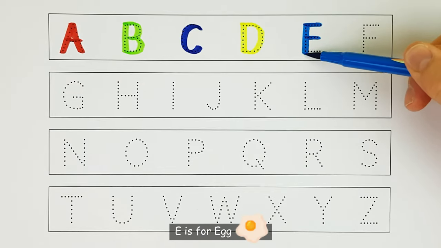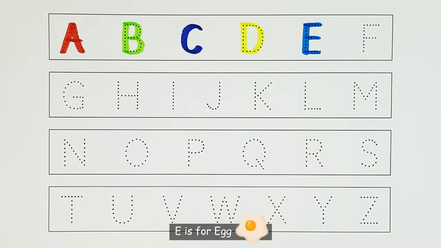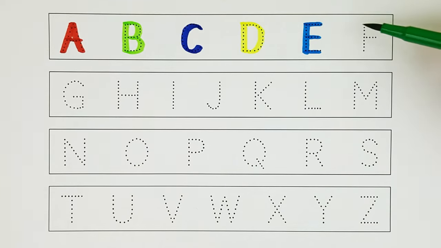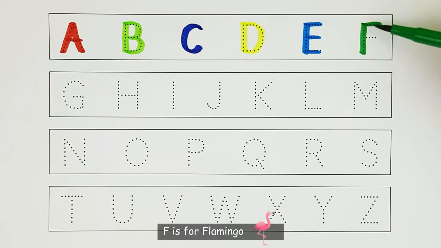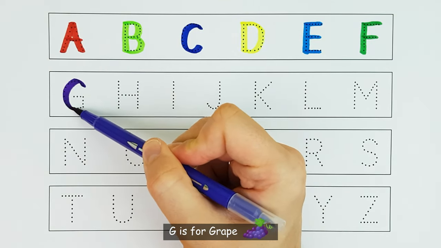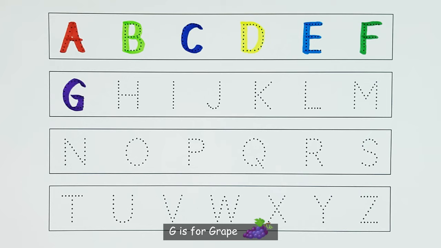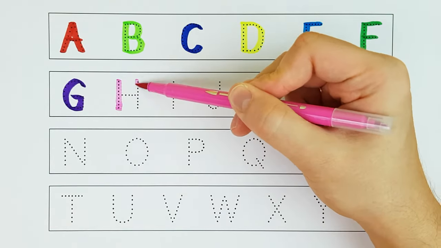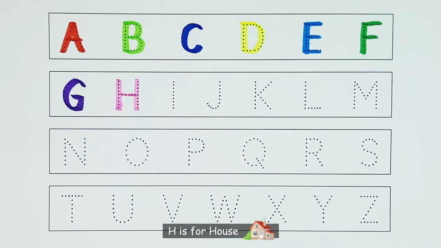E. E is for egg. E. F. F is for flamingo. F. G. G is for grape. G. H. H is for house. H.